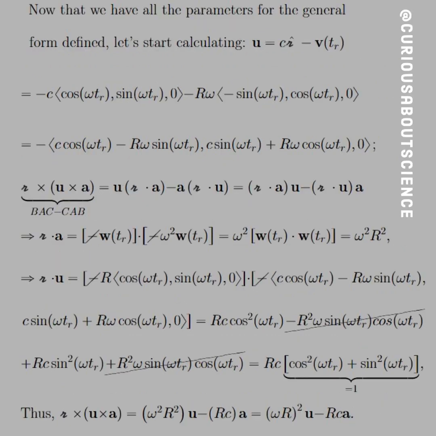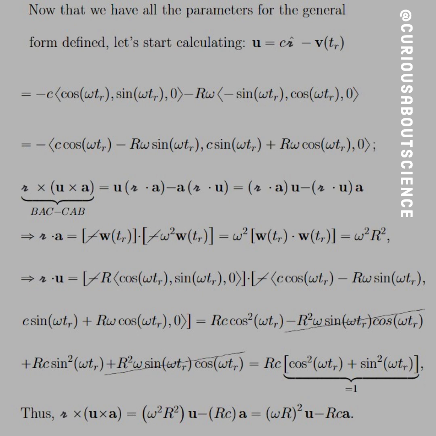So now that we have all the parameters, let's just start calculating. Recall that u is equal to c script r hat minus v evaluated at the retarded time. So let's find out what this actually is. You see we have no component in the z direction, but we have the x and y that need to be accounted for with the c and v accordingly, so be careful.